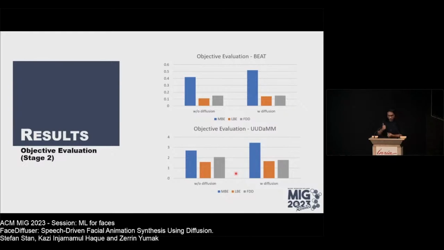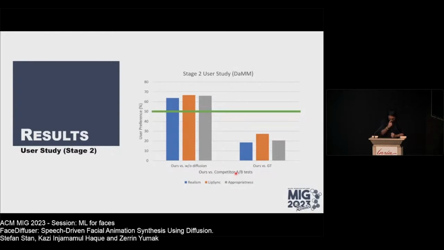We found out that with diffusion, the errors are higher, because with diffusion we are trying to encourage randomness, and we are calculating these metrics against the ground truth data. So in terms of facial animation, you can generate acceptable animation given an audio, which might not be the same as the ground truth, but it is still acceptable, right? That was observed in the user study.